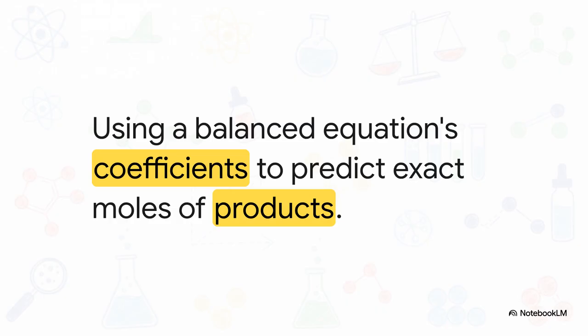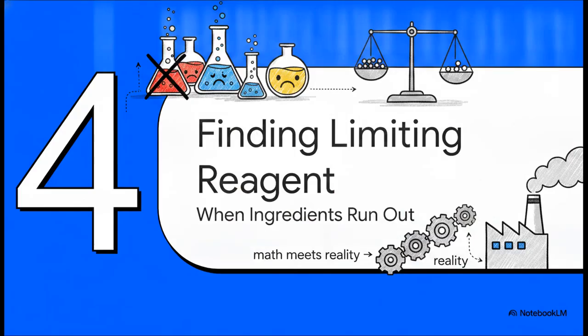We use those big numbers in front of the molecules in a balanced equation. We call those stoichiometric coefficients to predict exactly how many moles of product we're going to get. You can kind of think of those coefficients as the recipe's serving size. It tells us the exact, non-negotiable ratio of moles we need for our reaction to work perfectly without wasting a single atom. Let's head into section 4, finding the limiting reagent.